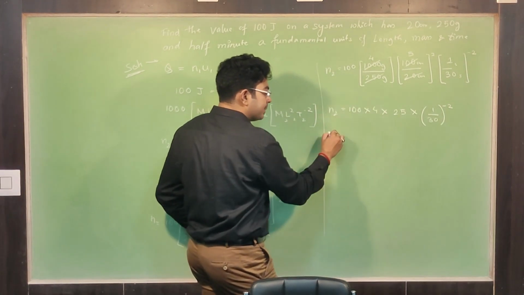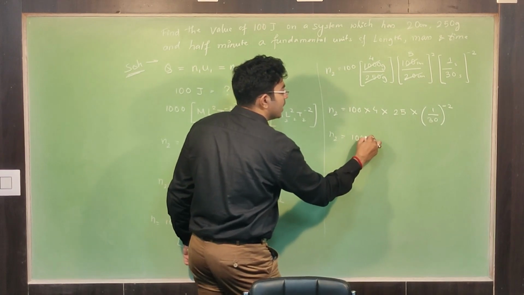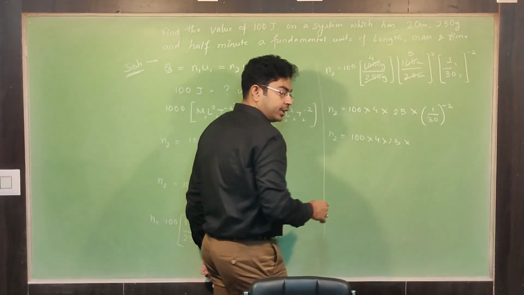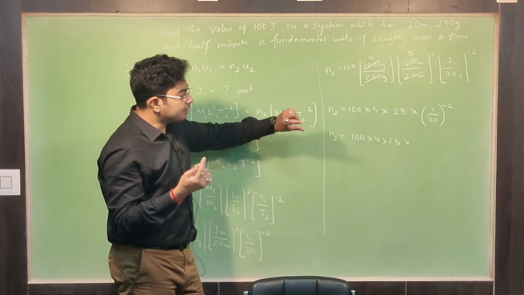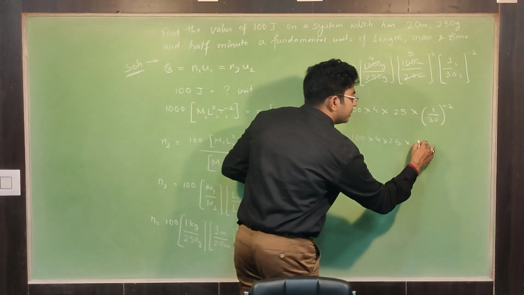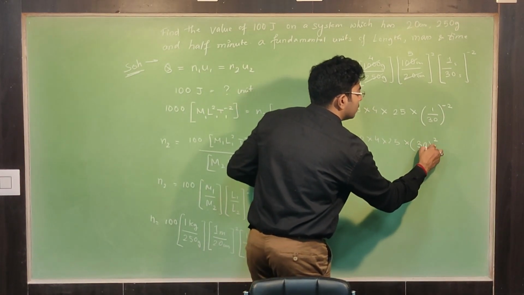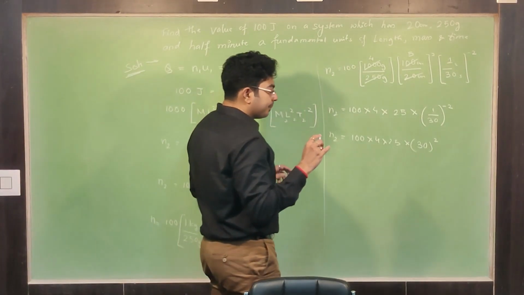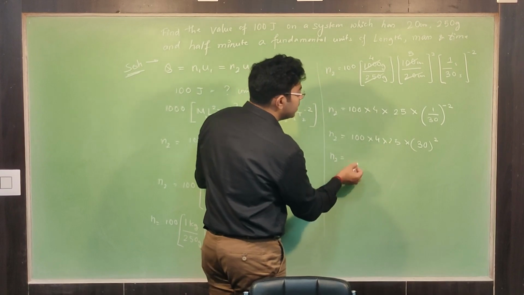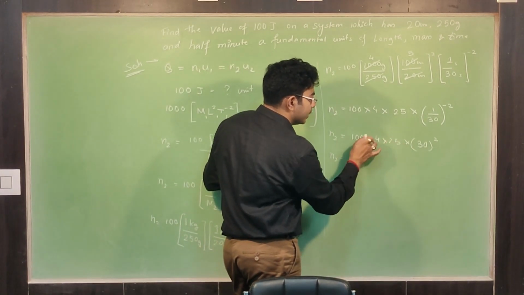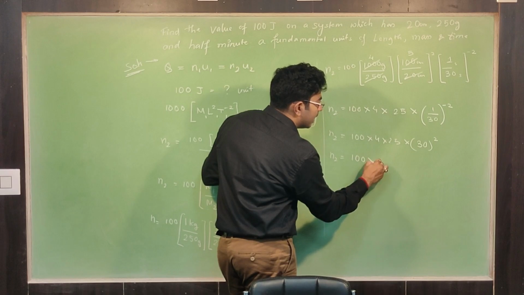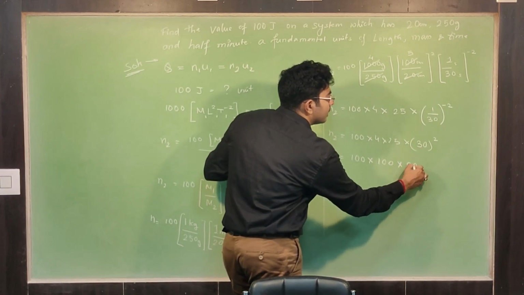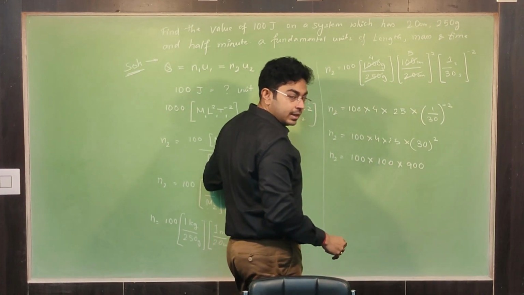Now if 30 comes on top, what we can write? 100 into 4 into 25, into 1 by 30 to the power minus 2. So if 30 comes over top, this will be 30 square. Yes or no? I hope you all know the laws of indices. So now N2 is equals to 100 into 4 into 25, by 30 square. You tell me 100 into 4 into 25 is what? Again 100. 30 square is what? 900. Right? 30 square is 900.